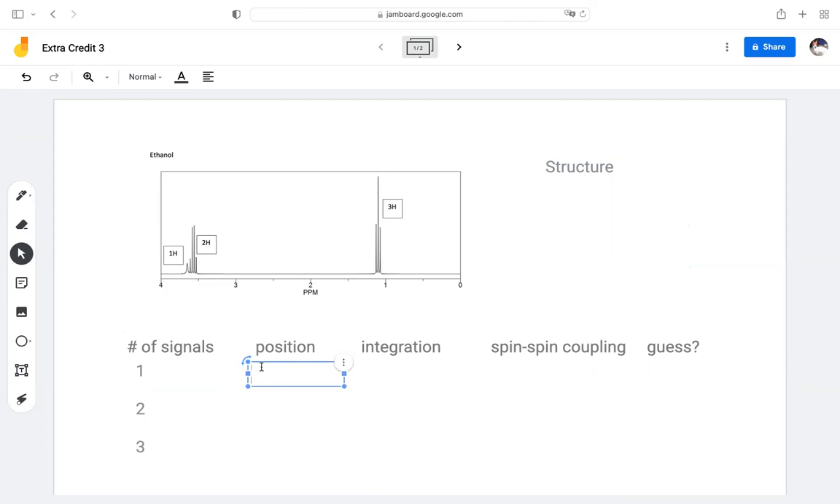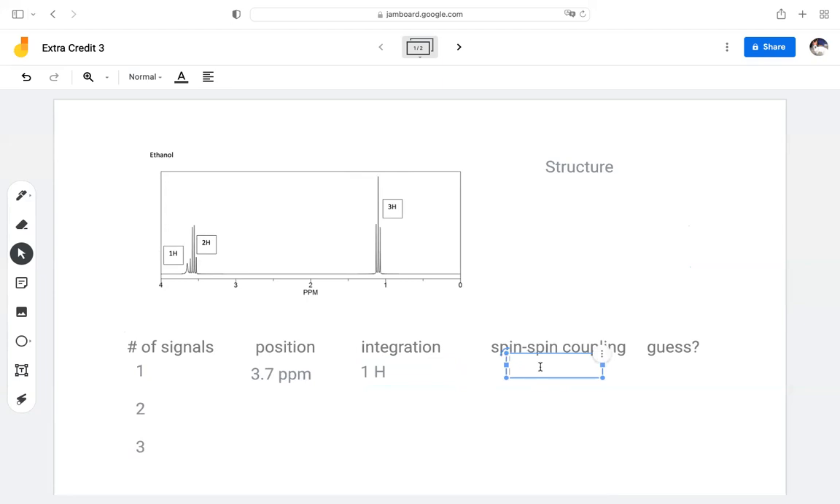The one that's the furthest downfield, all the way at about 3.7 ppm-ish, which we can write down for the position, is going to be the first signal. And that has an integration of 1H, which is given to us. Usually these things are going to be given, or else you can use a literature IR spectra, or you can use a literature NMR to compare the integration values that you need.